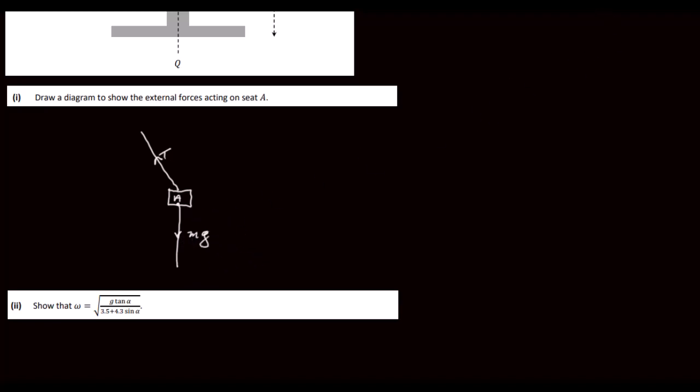Now, if we want to resolve the forces, we would have force coming out along here and force up along here. Our angle is here, so this force along here would be T sine alpha, and that's actually the same as the centripetal force towards the center of rotation, and that's going to be m omega squared times r, that's towards the center. And up along here then we have T cos alpha. So I think that's really all we need to do there. These are the external forces acting on seat A. Okay, so let's go on to the next question then.